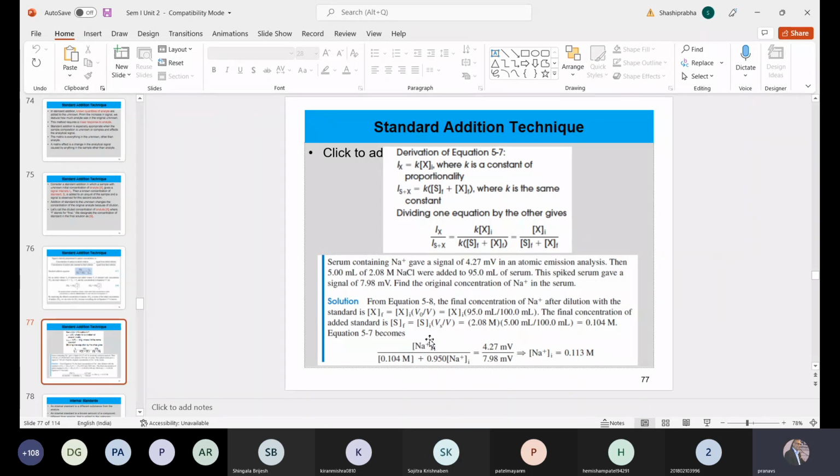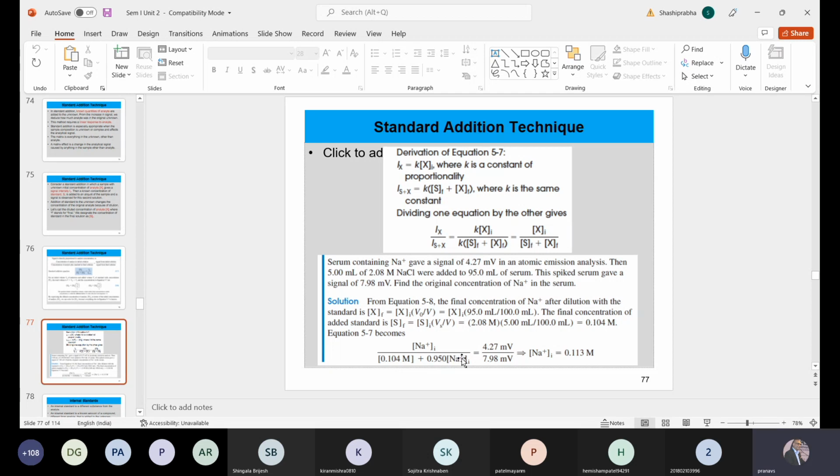NaI is what you want to find out. But we can always find out the concentration of the diluted standard which you have added. Now this could be 2.08 multiplied by 5 divided by 100. That is the total volume, as we saw in the previous slide. So 2.08 of this much ml was taken, but it was diluted to 100, so what is the concentration? 0.104. 0.104 is the concentration. So you have your Is to be this.